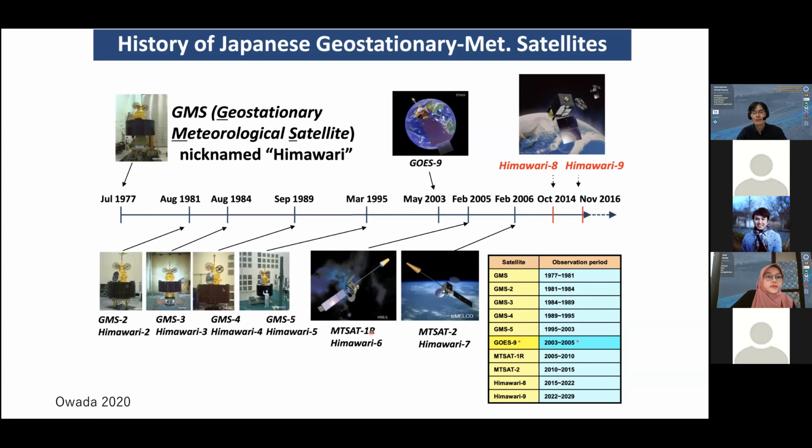This is Himawari-6, MTSAT-2 and Himawari-7. So nowadays, Himawari-8 and Himawari-9 are both available in space, with Himawari-9 as the standby satellite.